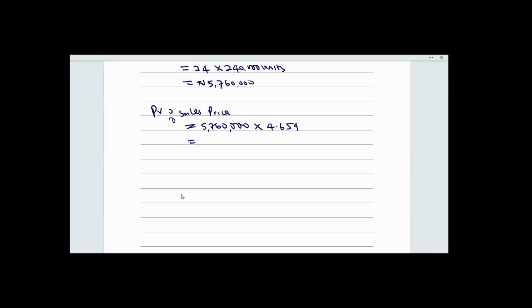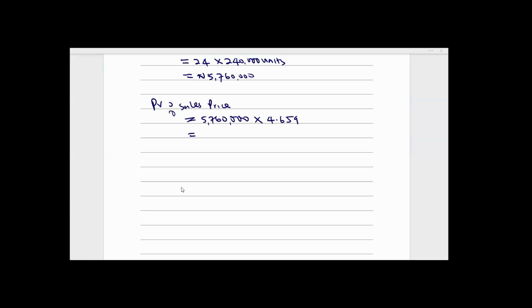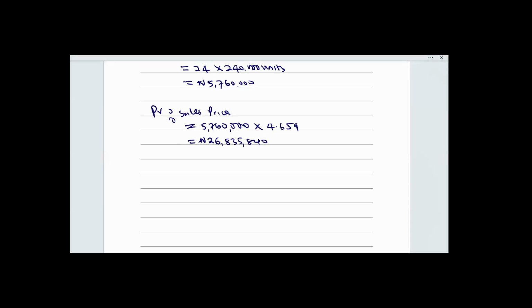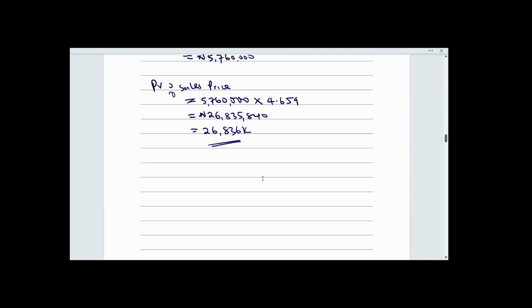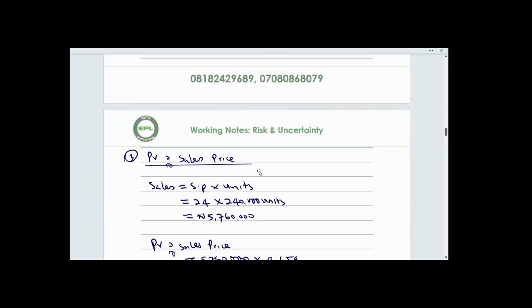Okay, so multiply by 4.659 equal 26,835,840. All right, so that's the total sales. Remember, our figures are in thousands. So we are going to restrict this one to 26,836. Figures are in thousands, so that you don't make a mistake. So 26,836.